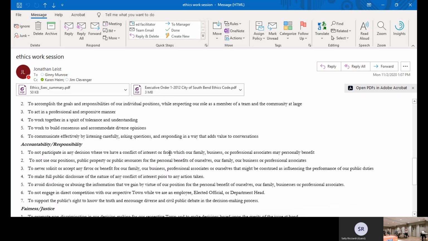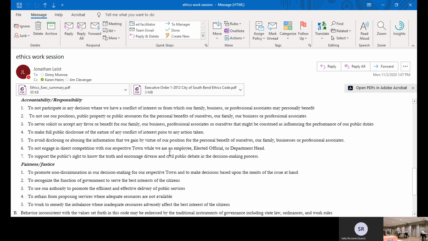And then there's an accountability and responsibility section: to not participate in any decisions where we have a conflict of interest or from which our family, business, or professional associations may personally benefit. Do not use our positions, public property, or public resources for the personal benefit of ourselves, our family, or business or professional associates. To never solicit or accept any favor or benefit from our family, businesses, professional associates, or others that might be construed as influencing the performance of our public duties. To make full public disclosure of the nature of any conflict of interest prior to any action taken. Didn't that also become law, Jim, where you have to fill out the conflict of interest form every year that Karen has us fill out? Yes, that is correct. Absolutely.